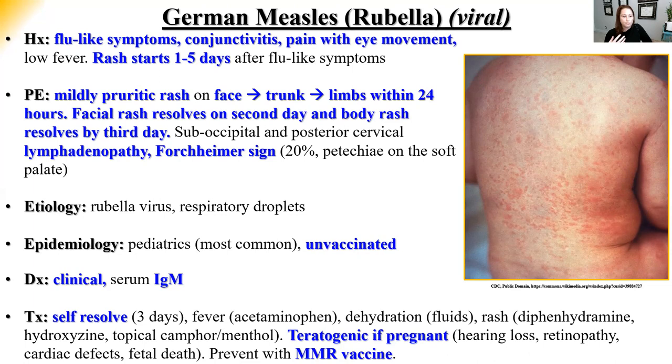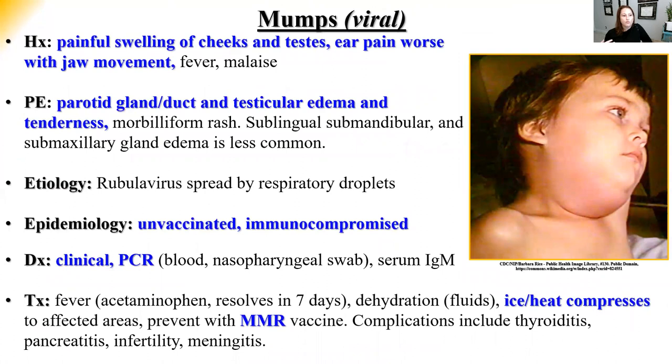Mumps. This is a paramyxovirus that's spread through respiratory droplets. In this one, they're going to have painful swelling of the parotid glands and the testes, and they'll complain about facial pain with any kind of movement, so jaw movement, talking, eating. On physical exam, we find parotid duct enlargement, testicular edema and tenderness, and they may get a light morbilliform rash with this one.